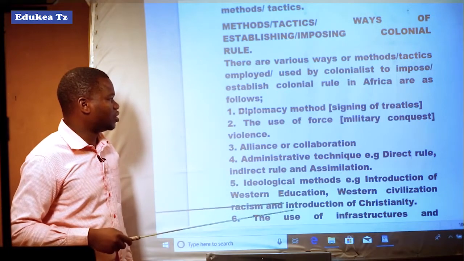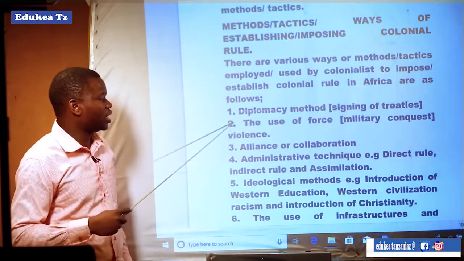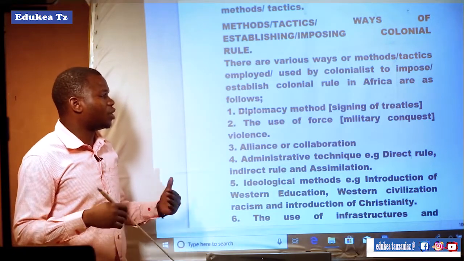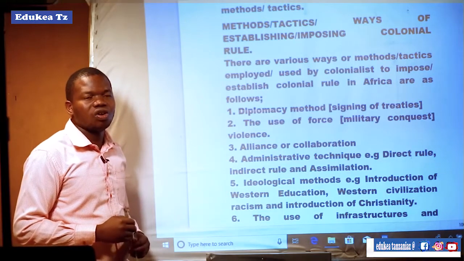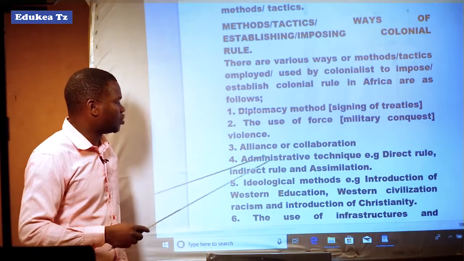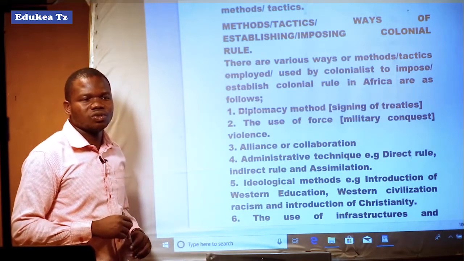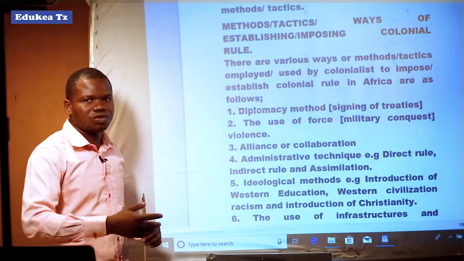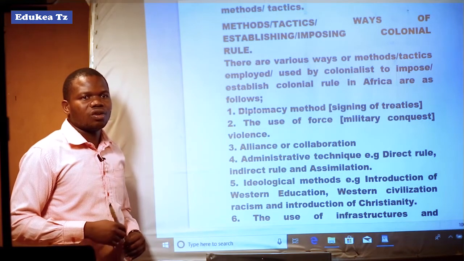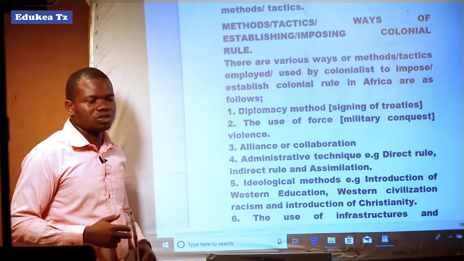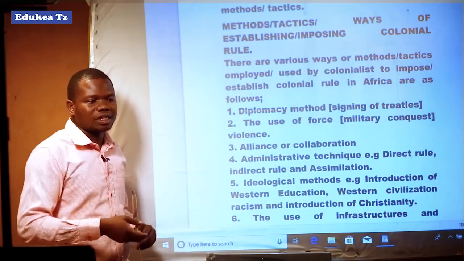Besides the signing of bogus treaties, another way was the use of force, or military conquest, or violence. In this method, colonialists went directly to the Africans and used force to rule them and establish their colonial rule. Again, another was the alliance or collaboration method. Here, colonialists made friendship with the softer African tribes in order to defeat the strong African societies. For example, in Tanganyika, Germany collaborated with the Chaga in order to defeat the Hehe, who were very strong in resisting them, in order to occupy the Hehe land.